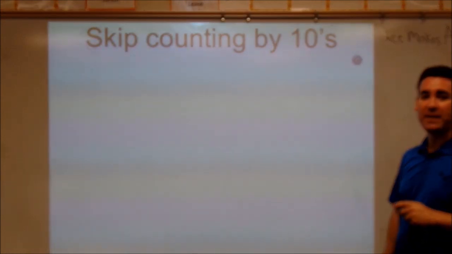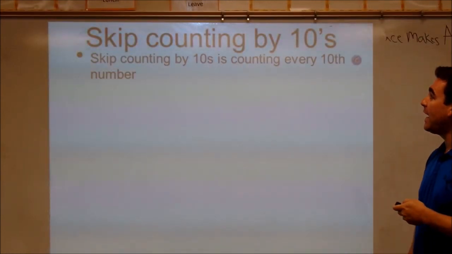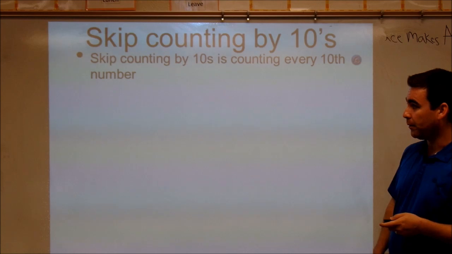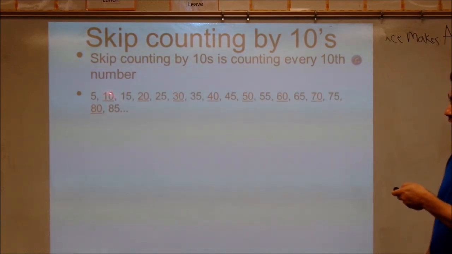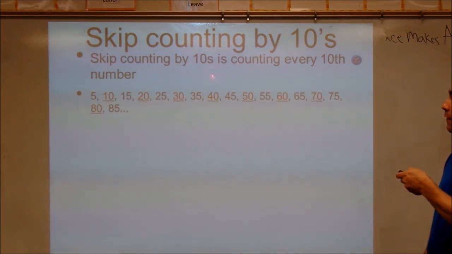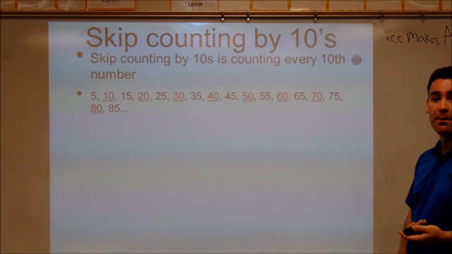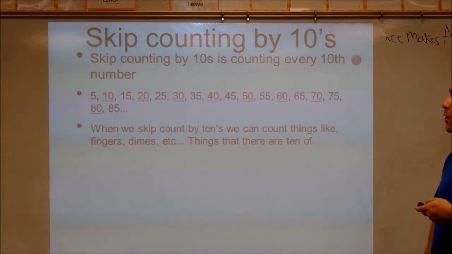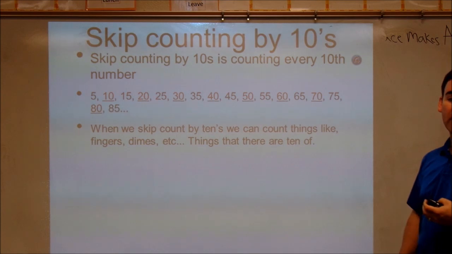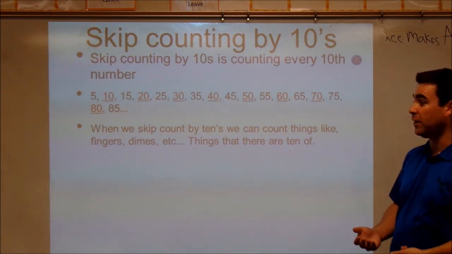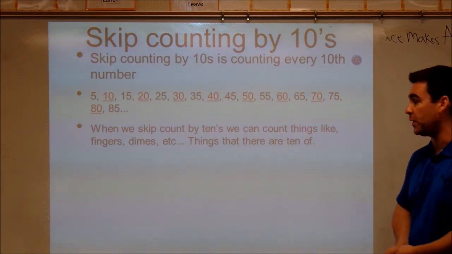Now on to skip counting by 10s. We are once again counting every 10th number. So 10, 20, 30, 40, 50. Going up by 10 each time. When we skip count by 10s, we count things like, once again, we could use fingers, we could use dimes. This is really helpful with money.